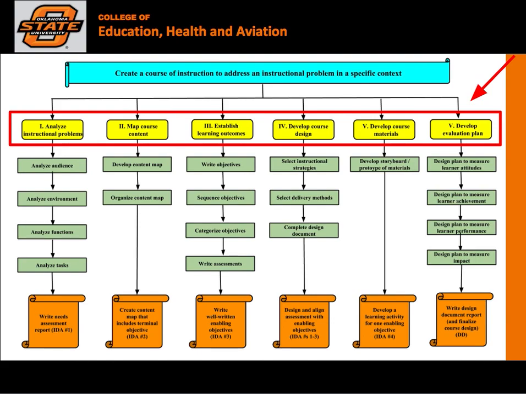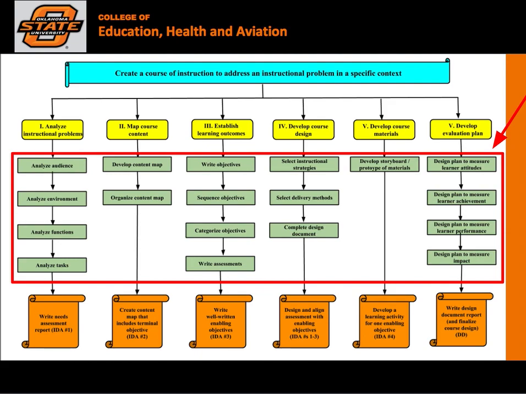So below each of these yellow enabling objectives are the sub-steps or tasks that need to be completed in order for learners to meet the enabling objectives. So these are really important to map out early on in the process, because seeing the course as a series of objectives and seeing each objective as a series of smaller steps is really important in allowing us to choose the appropriate instructional strategies, media, and assessments.